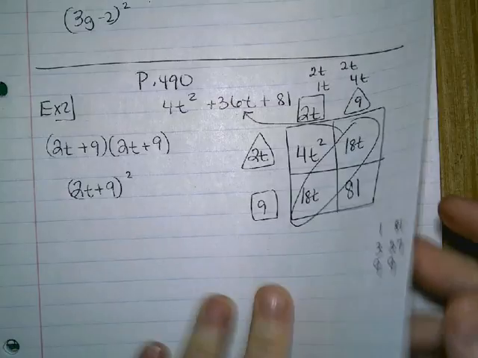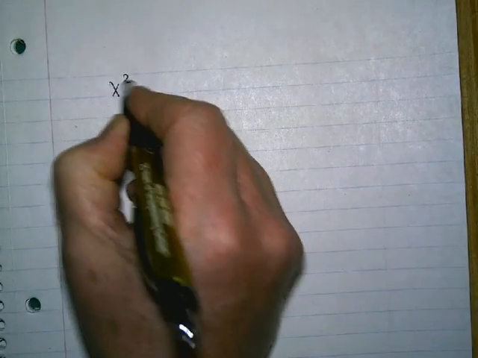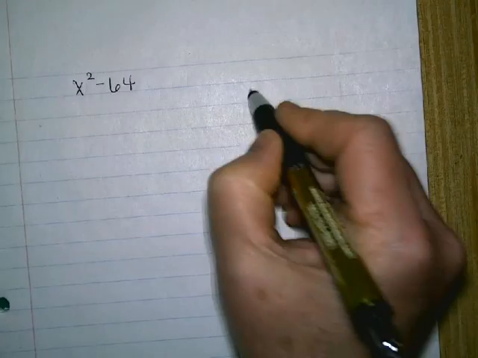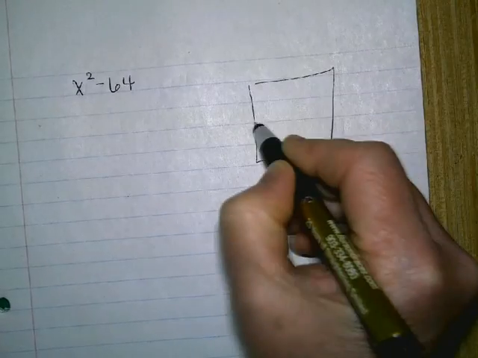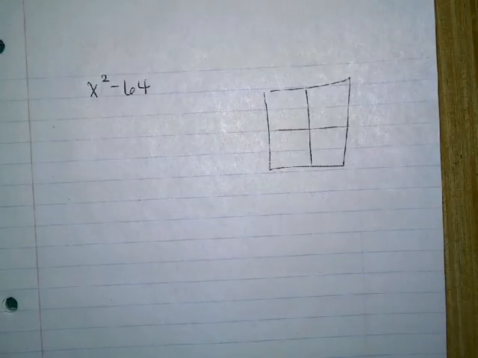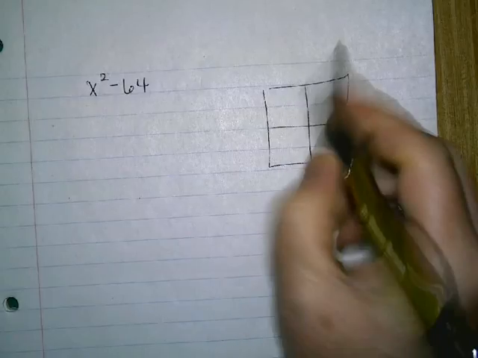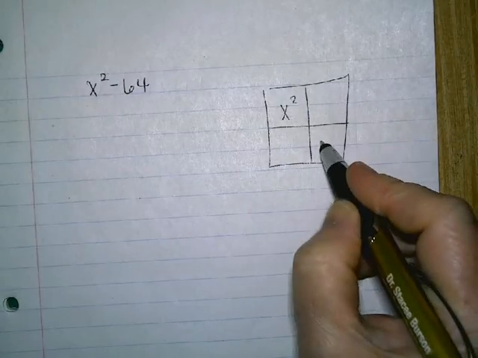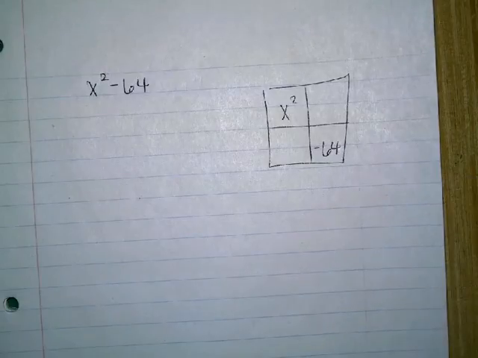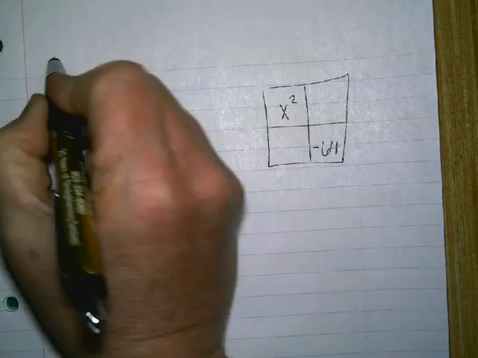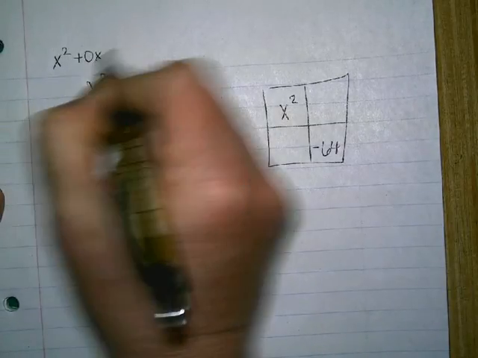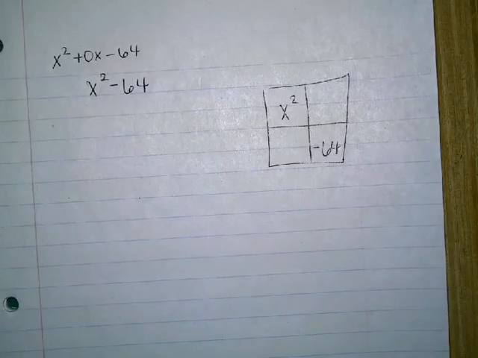Let's move right along. Next example. x squared minus 64. Okay. What goes in the front part of the box? What goes in the top part of the box right up here? x squared. What goes here? Negative 64. What is the middle term this time? 0. So imagine that this says x squared plus 0x minus 64. Okay? That's how I want you to think about it.